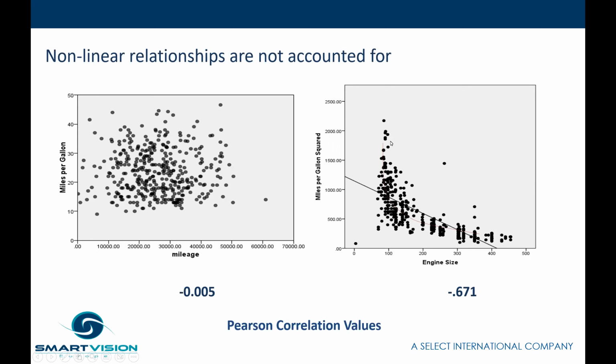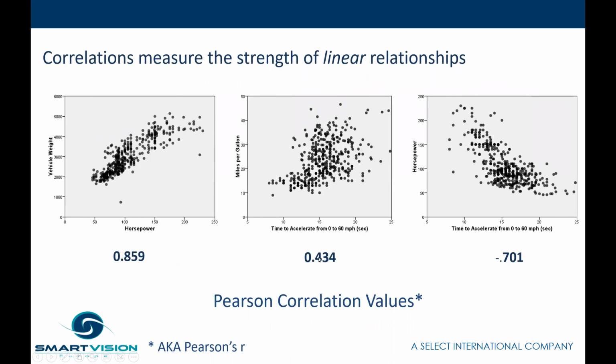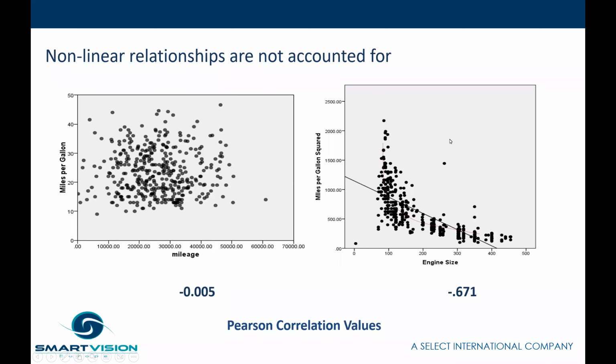So after a while, you can show these scatter plots to people and they can start to guess what the Pearson correlation value is, because they start getting used to what a correlation of 0.7 looks like. What does a correlation of 0.4 look like? -0.7, +0.8, that type of thing.